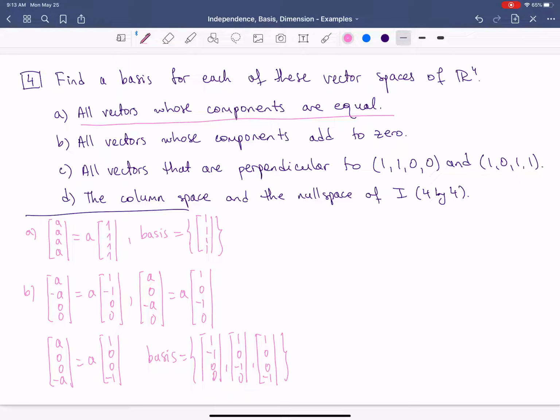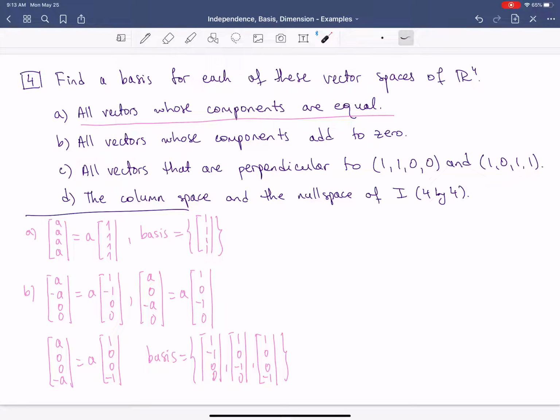Question C is actually very, very interesting. It's trying to hint at what is to follow. We're looking for all vectors that are perpendicular to 2 given vectors. So these are vectors in R4, it's just they're written horizontally to save a little bit of space. So what am I looking for? I'm looking for vectors in R4 such that when I take the dot product with this vector, I get a 0, and when I take the dot product with this vector, I get a 0.